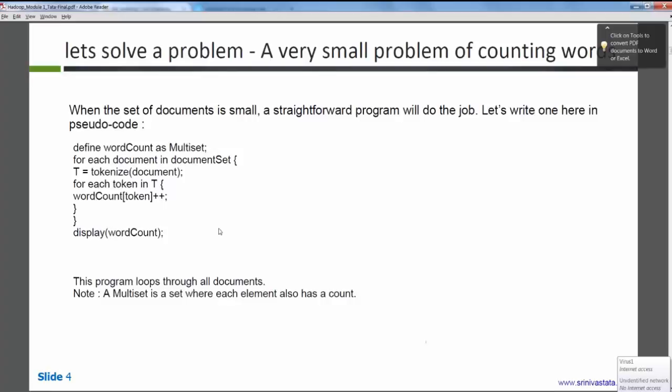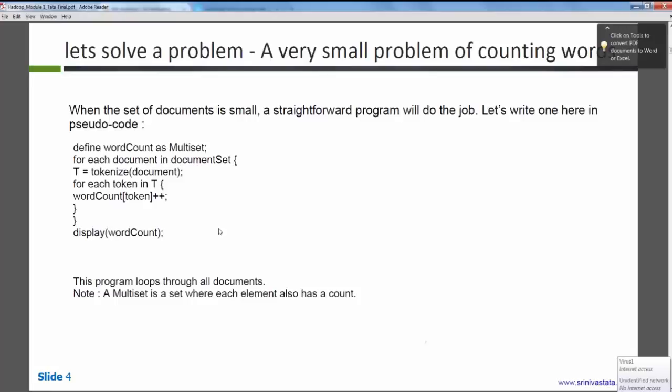Multiset is a data structure which will have the word and the count of the words. So finally we will get the word and the number of times the word appeared. Simple program, right? Yes. Why do we need Hadoop, that kind of framework, Big Hive and all those things? Simple program, yes, this program will work.